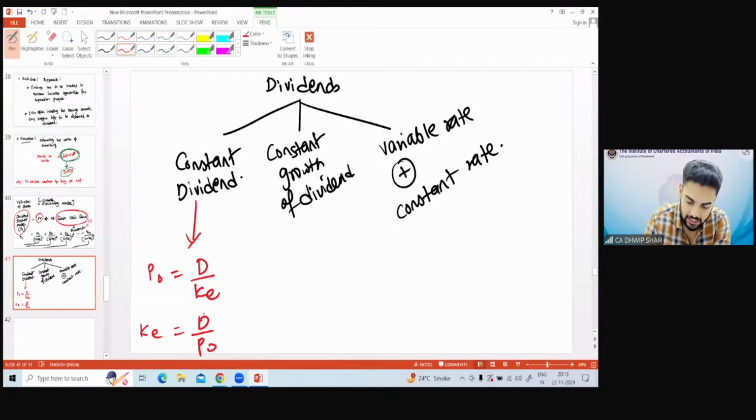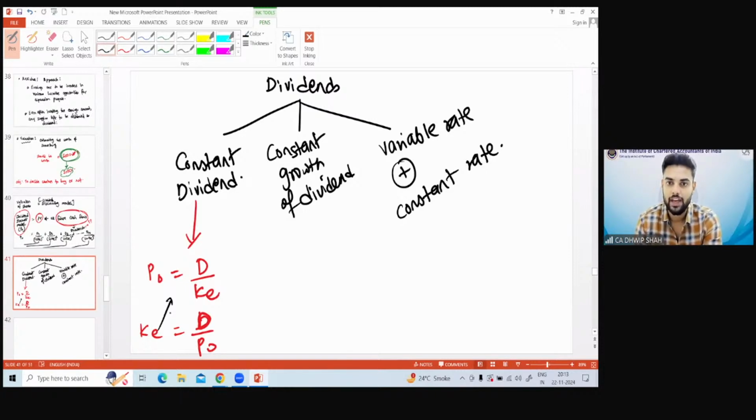If the dividends are constant every year, cost of equity is nothing but D upon P0. Correct? There are 6 ways of calculating KE. One way was using the constant dividend model, and in the constant dividend model, the formula was K is equal to D upon P0. So this formula is derived from this one. Can you see this?